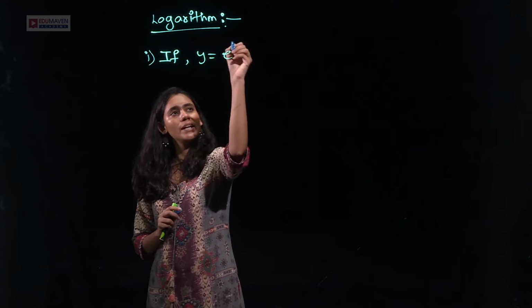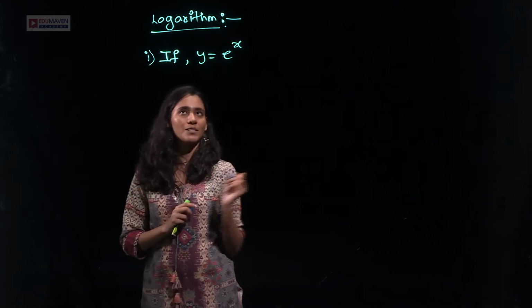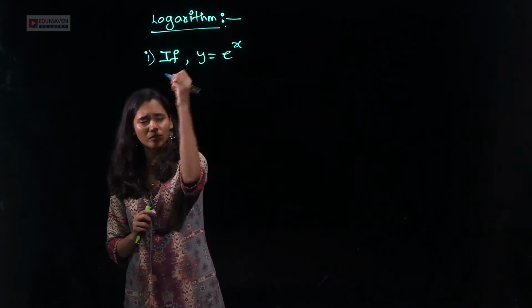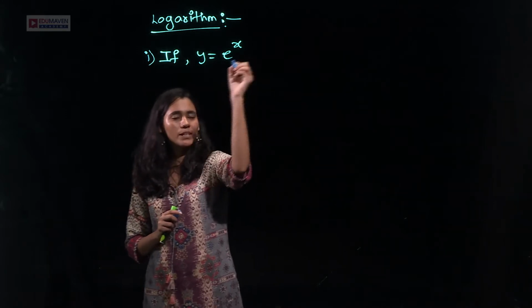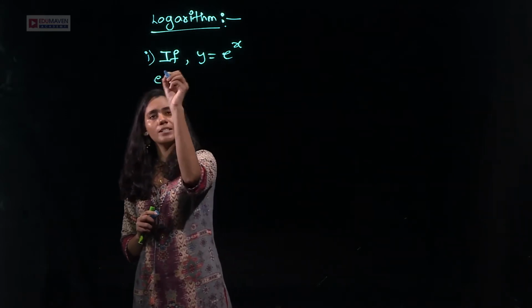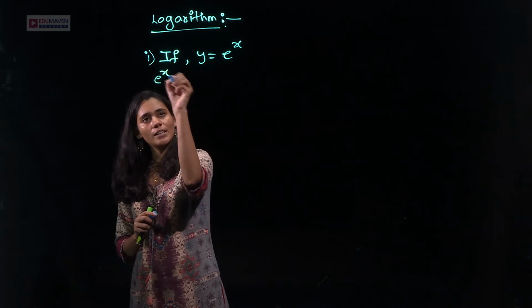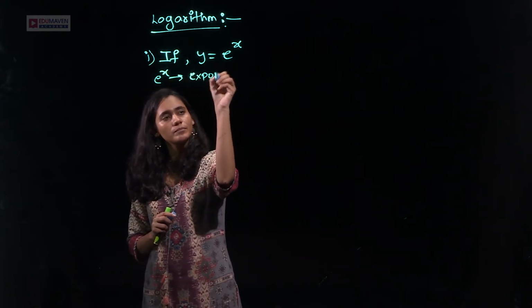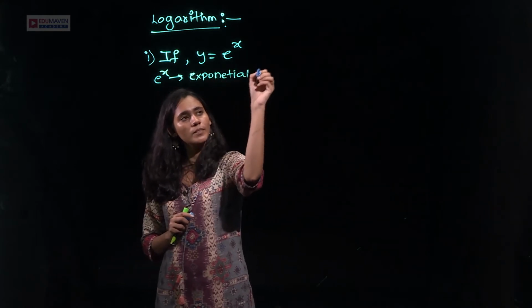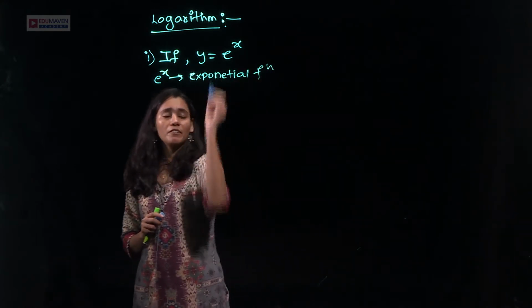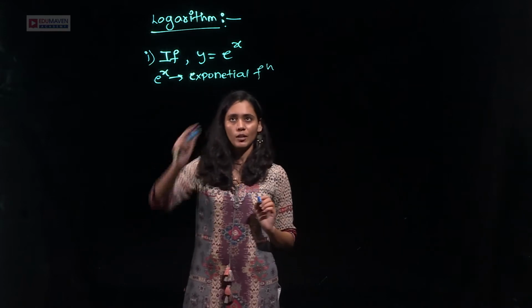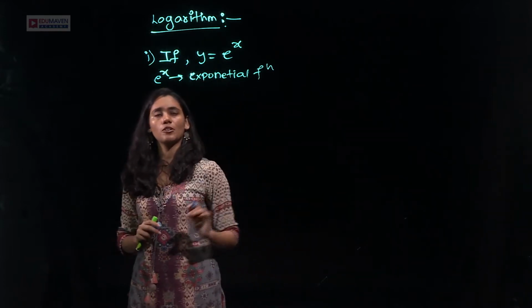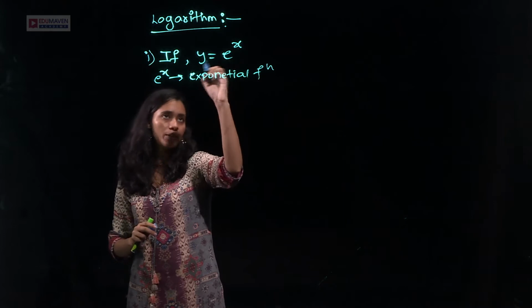is equal to e raised to x, where here e stands for what? Exponential function. When we are writing e raised to something, it means what? E raised to any function is nothing but the exponential function. Now, if we want to write in terms of log, we have to convert this exponential into log. We need to take the log on both the sides.